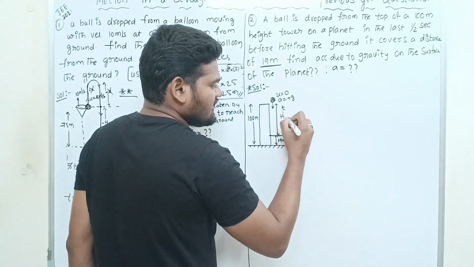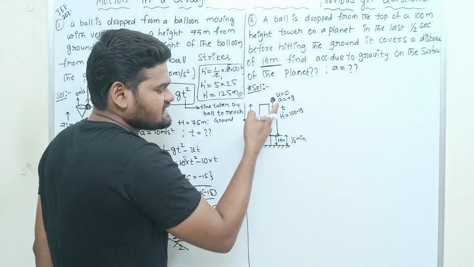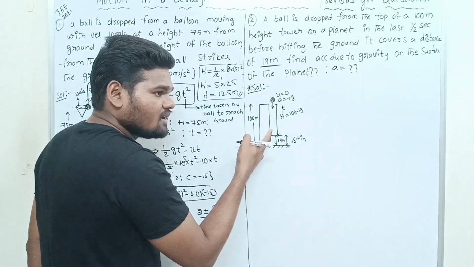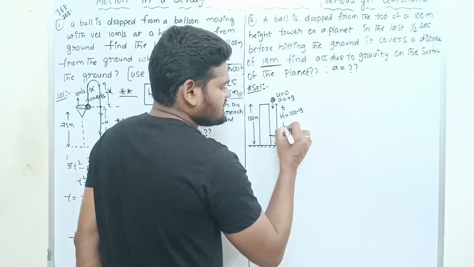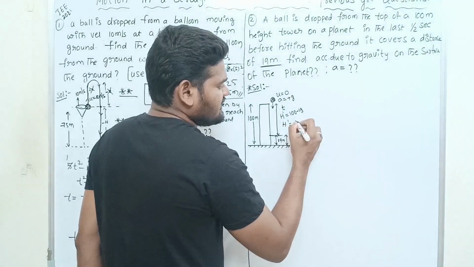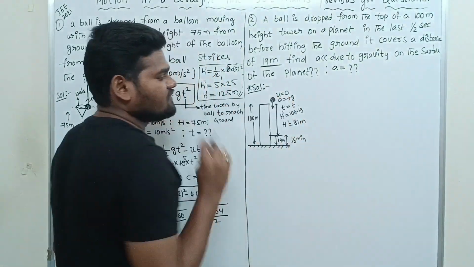So h dash, the remaining height, h dash is equal to 100 minus 19. That means this is the height reached by the ball before the last half second when it hits the ground. So what is this height? h dash is equal to how much? 100 minus 19, 81 meters. So I'm just taking this time as t. We have to find the time t.